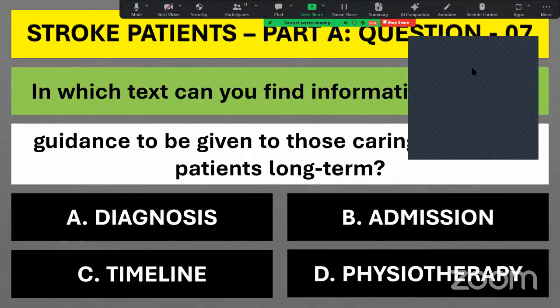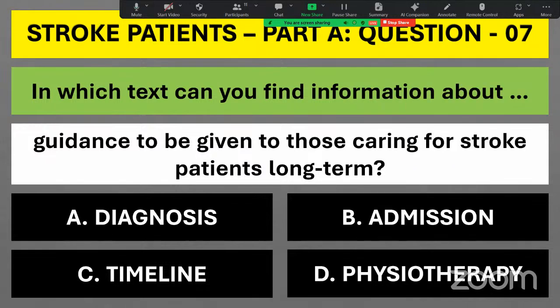Yeah, Rajeshwari D, Jackson D, Simiat D, Avil D, Jenna D. So long term. Diagnosis will not be long term. Admission will not be long term. After admission, timeline will not be long term. So physiotherapy will be long term. Exercises should go on for a long time.